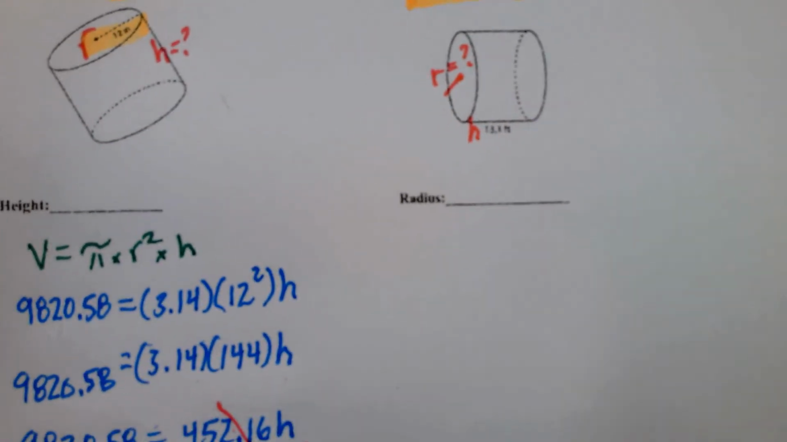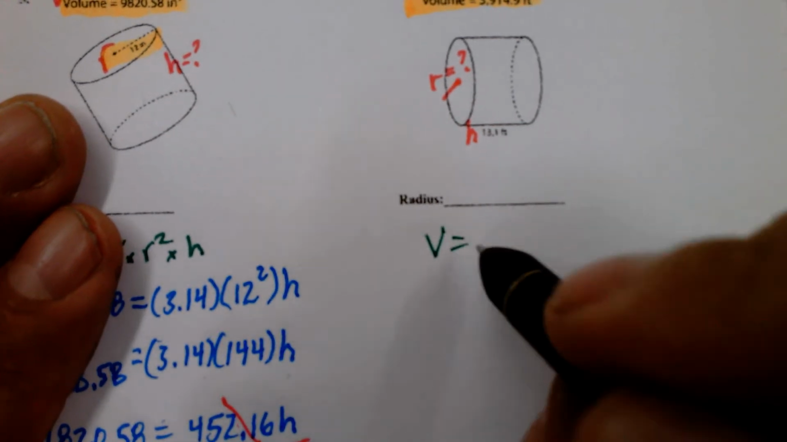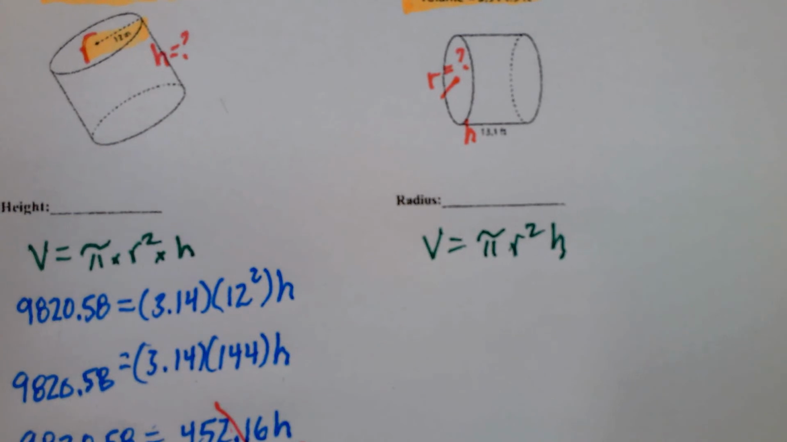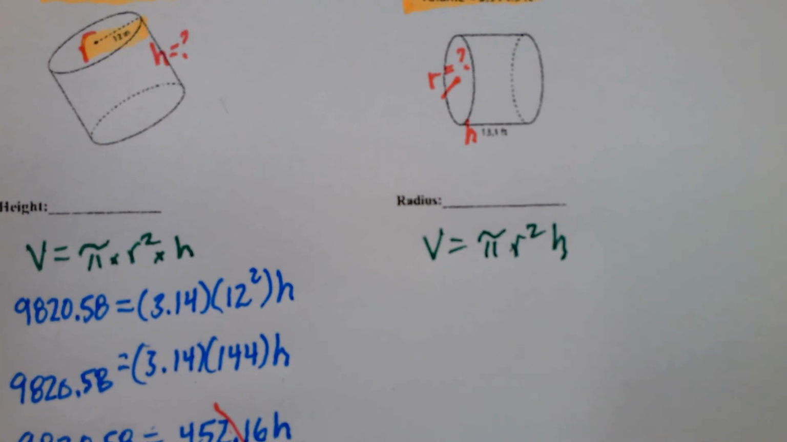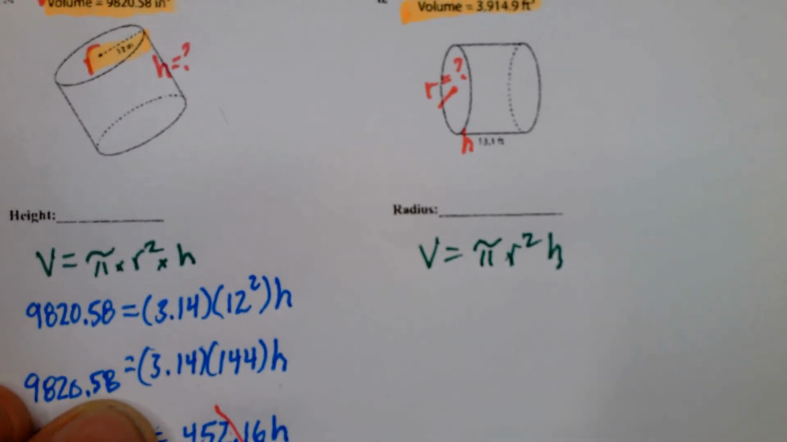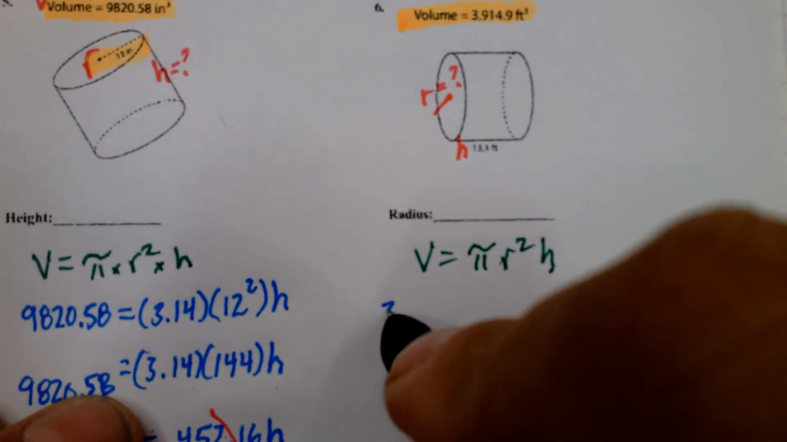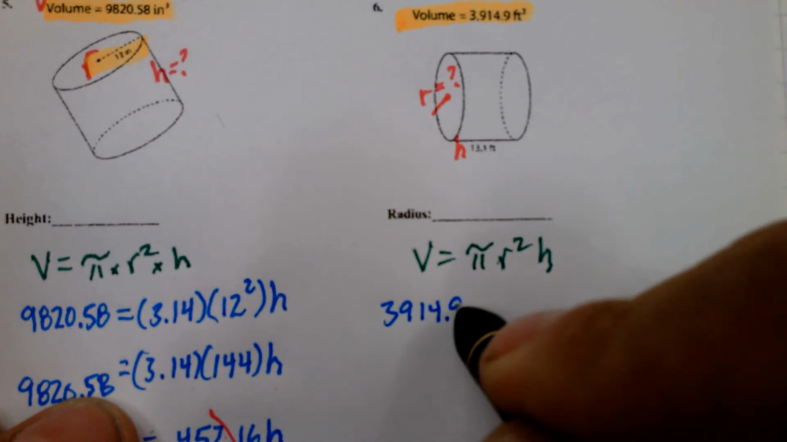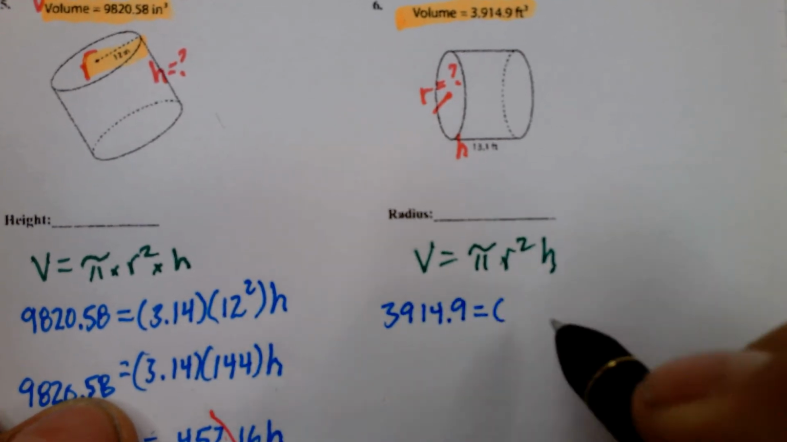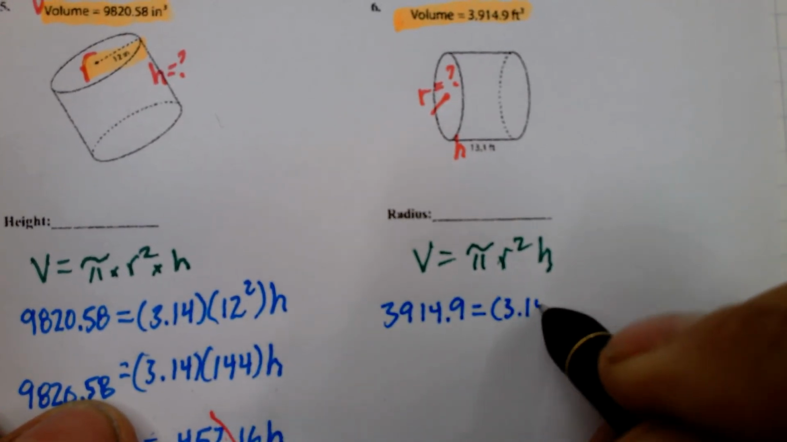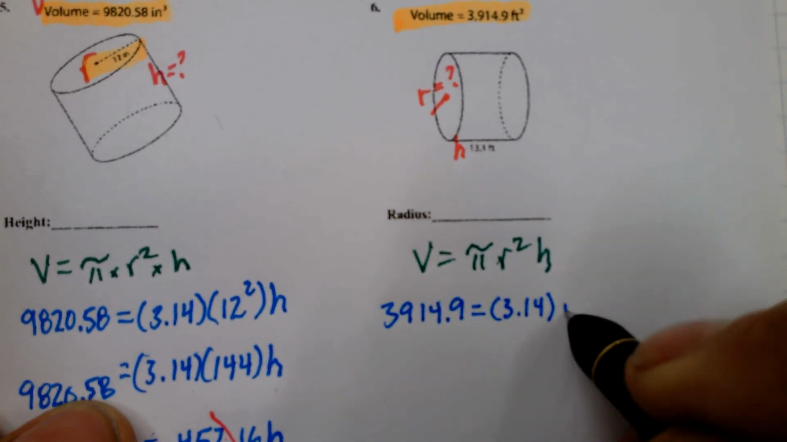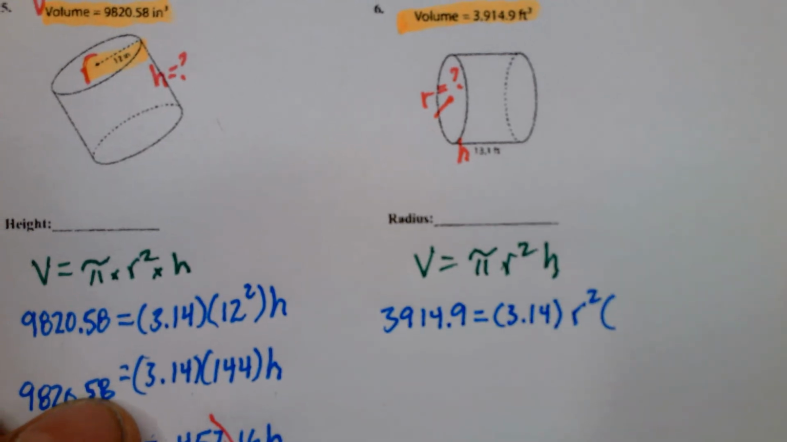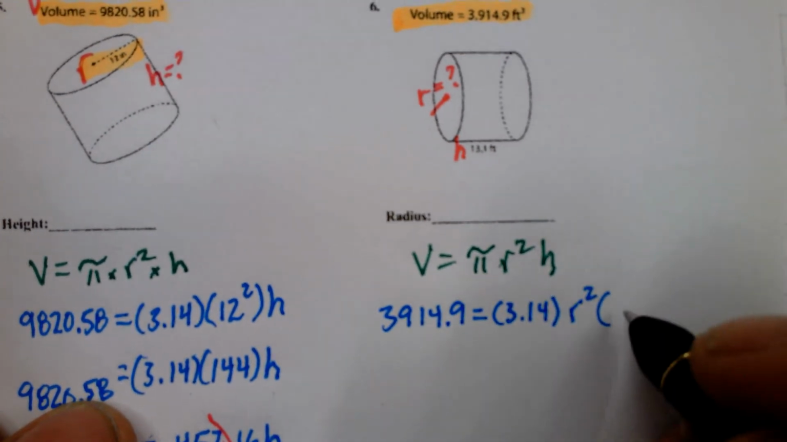So let's do it. Start with the formula. Volume is pi times radius squared times height. Replace the numbers we know. We have 3,914.9 for the volume. Pi is always going to be 3.14. The radius we don't know, so I'll put r squared. The height we do know is 13.1.